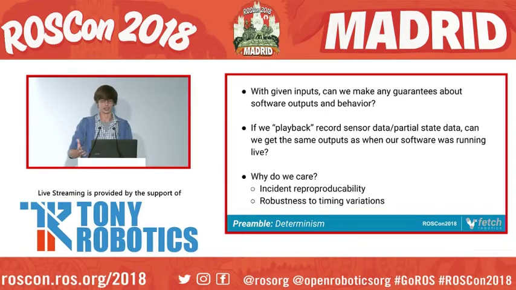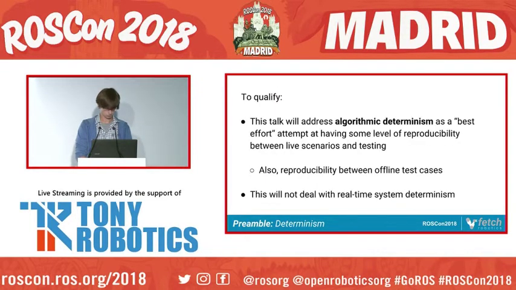And why do we care about this? For the most part, we care about it for having some robust timing variations in our system, but at least at Fetch, and I think a lot of other places, it's also good to have some incident reproducibility. I'll talk about this in a bit.